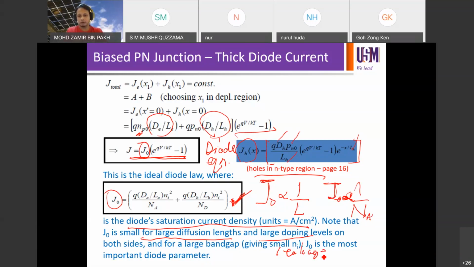So based on your understanding in electronics last time, do you want J naught to be high or to be low? Saturation current density or leakage current? If you talk about leakage, do you want your leakage to be high or to be low? Anyone?